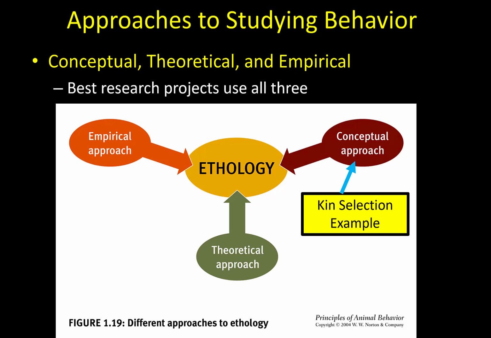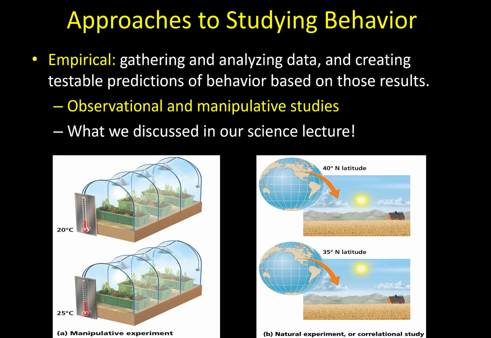Now, there are two other approaches we can use. We can use the empirical approach or the theoretical. The empirical approach is what we just did an entire lecture on. The science lecture walks you through how to go about empirically analyzing the behaviors of animals. You gather and then statistically analyze data. You create testable predictions of behavior based on those results. And those testable predictions are your hypotheses.